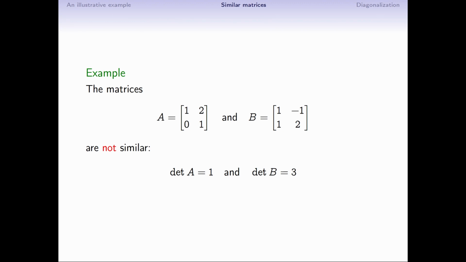Now, Theorem 4.22 can be used to show that a pair of matrices are not similar. And here's an example. Let A be this 2 by 2 matrix with entries 1, 2, 0, and 1, and let B be this 2 by 2 matrix with entries 1, -1, 1, and 2. Now, I want to prove to you that A and B are not similar matrices, and the proof is actually pretty simple. The determinant of A is clearly equal to 1. And the determinant of B is equal to 2 plus 1, or 3. And since the determinant of A does not equal the determinant of B, A and B cannot be similar matrices.